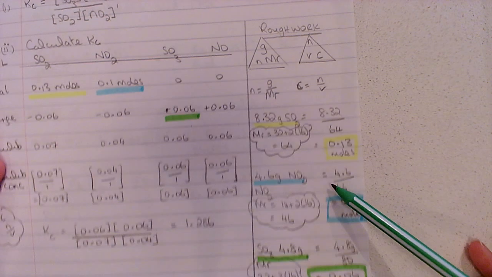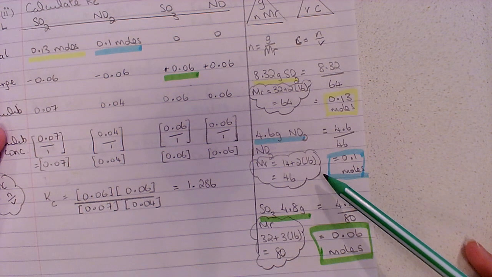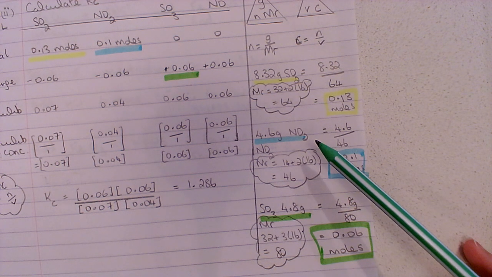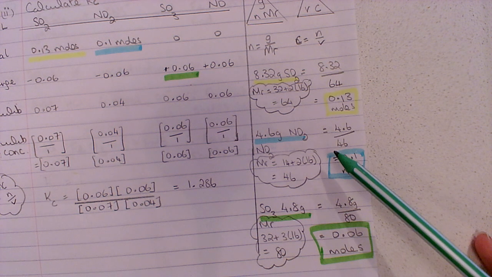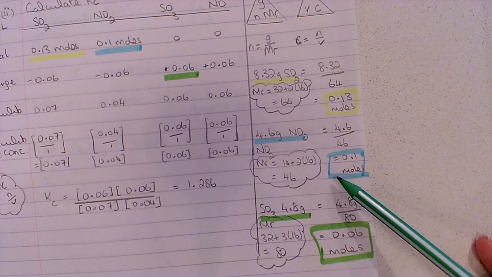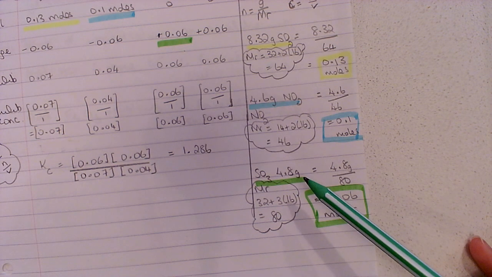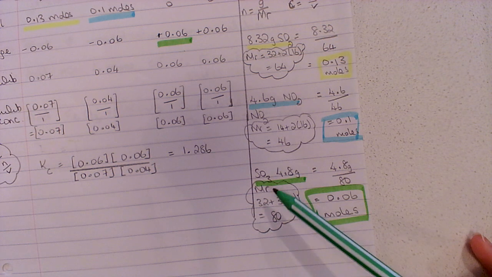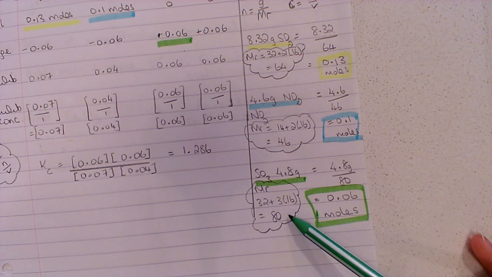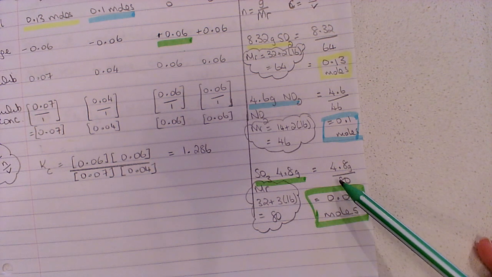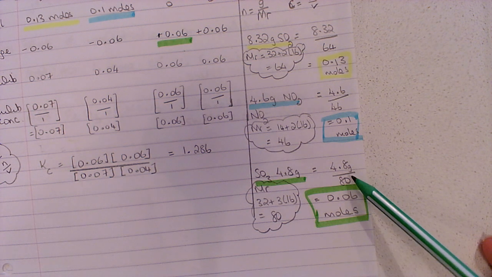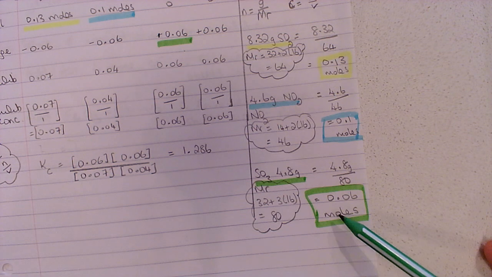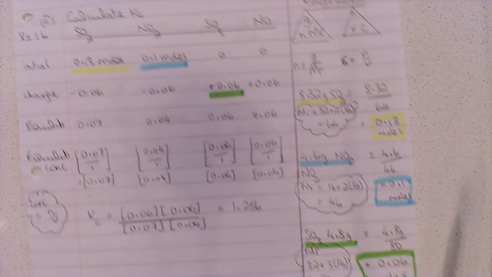Similarly, I've worked out a similar calculation for NO2. 4.6 grams of NO2 divided by its relative molecular mass of 46 gives me 0.1 moles of NO2 at the start. Then at equilibrium we're told we had a yield of 4.8 grams of SO3. The relative molecular mass of SO3 is 80. If I divide 4.8 by 80, grams divided by relative molecular mass, I get 0.06 moles. So I can use these values now in my table.